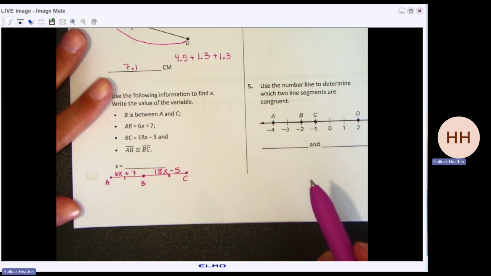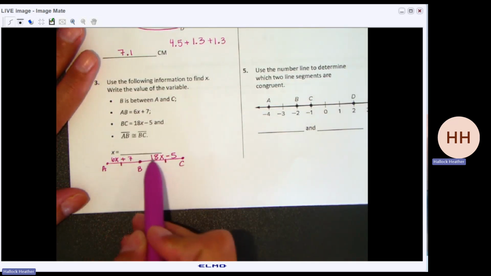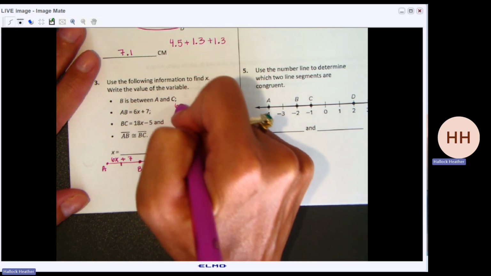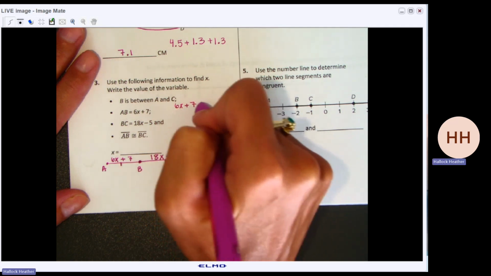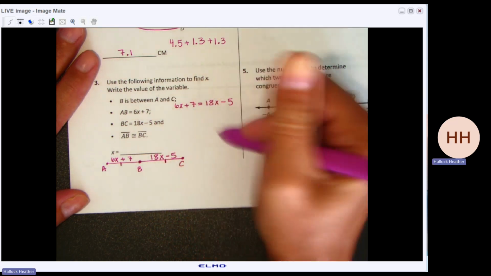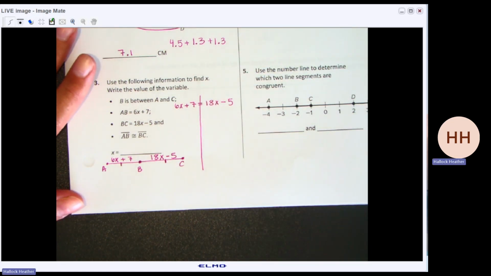So I'm going to have to solve this. I'm going to have to write an equation to solve this. So I'm going to take this piece and set it equal to this piece because I know they are congruent. So if I take 6x plus 7, I set it equal to 18x minus 5. Now I'm going to draw my line. And you can pick what to move first.